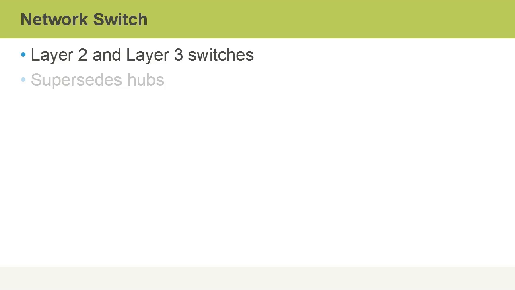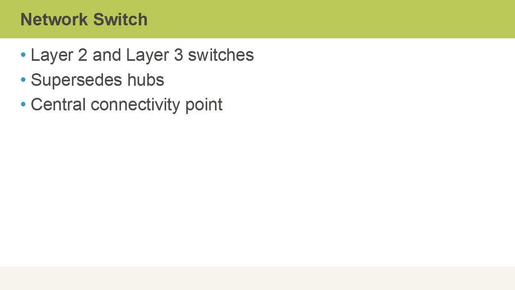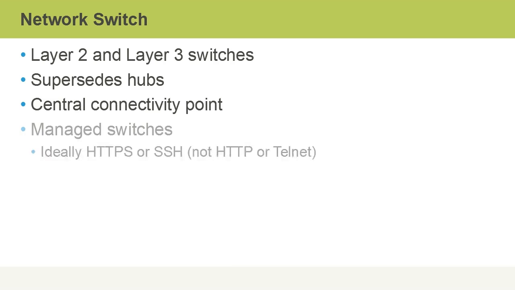Layer 2 and Layer 3 switches supersede hubs. They are the central connectivity point in a star-wired network, and they're very common. Managed switches are managed usually over secure protocols such as HTTPS or SSH, as opposed to HTTP or Telnet, which are not considered secure for transmission of credentials. A managed switch is called managed because you can remotely manage it and configure and tweak how the ports behave and so on. Lower end or cheaper switches will still function as a central connectivity point, but you can't really configure them in any way because they wouldn't be managed.